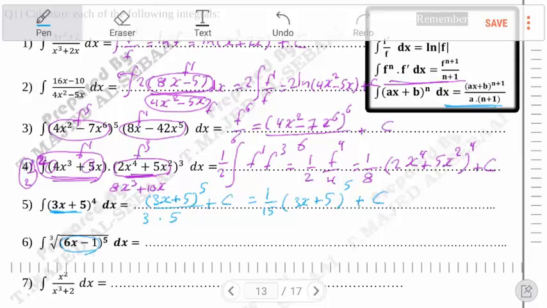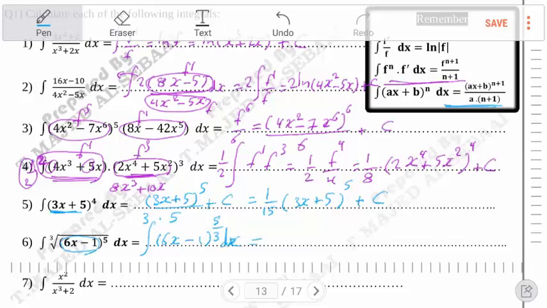Okay. The next one. This is linear. But the question is, is it raised to any power? Yes. It is 6x minus 1 all to the power of 5 over 3 dx.